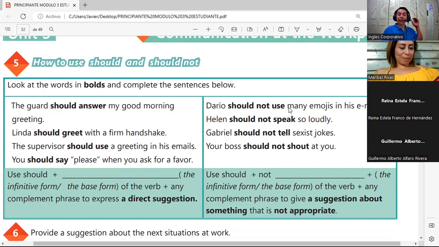Ok, let's continue, right? Now, the use of should and shouldn't, right? The guard should answer my good morning greeting, right? El seguridad debería contestar mi saludo. Generalmente los vigilantes siempre son educados, siempre contestan. Linda should greet with a firm handshake, right? La costumbre en Estados Unidos es dar el brazo de forma fuerte. Eso demuestra seguridad. Entonces, Linda should greet with a firm handshake.